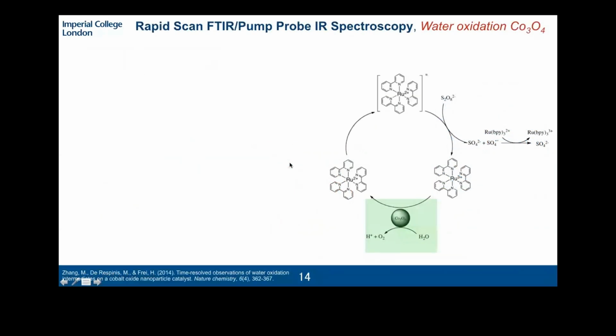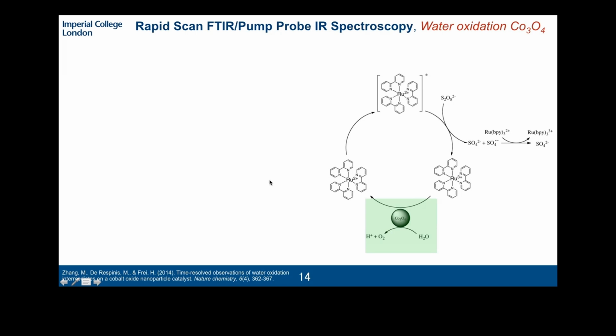So another example is a homogeneous catalyst here, which is cobalt oxide, which is again a good water oxidation catalyst. Here it's a light-driven reaction, and it's a homogeneous catalyst, but we can see we have these ruthenium light-sensitizing complexes, but they're not really important for what we are looking at here. Their only role is to shuttle charges to and from this cobalt oxide center.